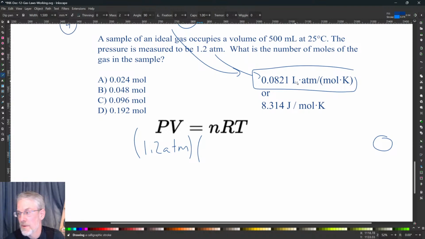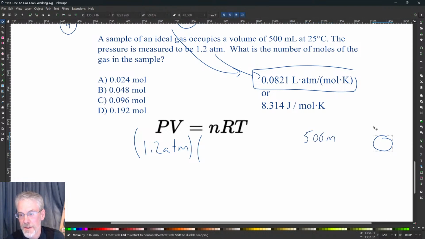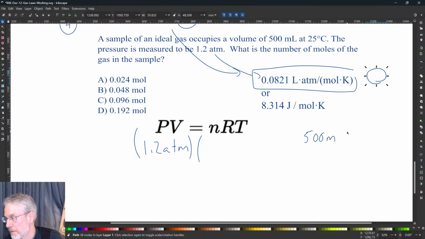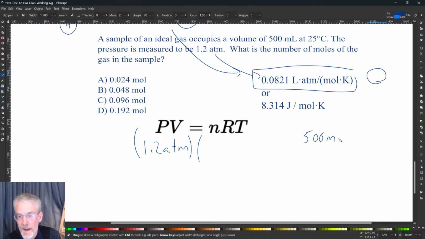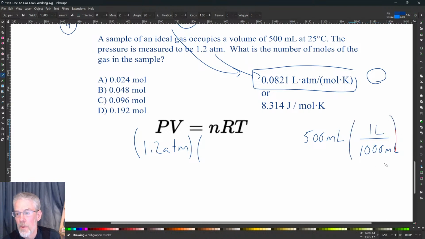We don't have milliliters here. So you could do it, you could say 500 milliliters. You could do that dimensional analysis stuff, or you could just remember you divide by 1,000. 500 milliliters, and we know there are 1,000 milliliters in 1 liter. So when you multiply, you end up with liters. So 0.5, and that's the moles. We're trying to find that.